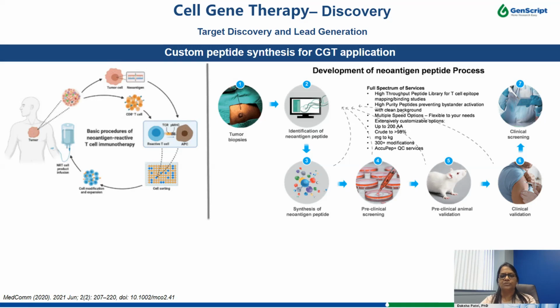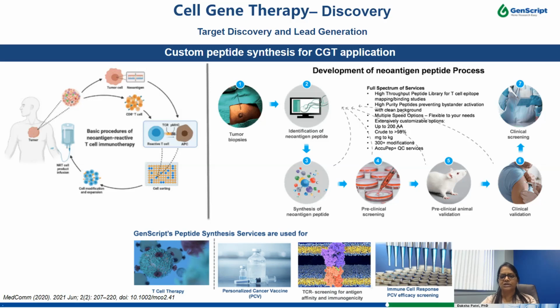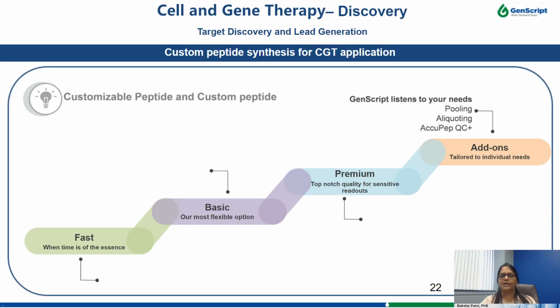So here the neoantigen peptide is produced by GenScript, as shown here, and peptides can be used for various applications, including immunogenicity testing and screening, clinical stage vaccine development, and post-clinical efficacy studies also. And GenScript has been providing reliable peptides for the last 18 years, and with our proprietary microwave-assisted peptide synthesis platform, we are now able to deliver high-quality peptides within 5 days.